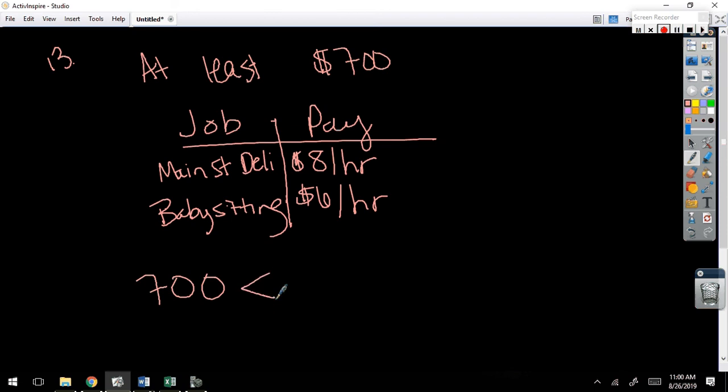It doesn't matter if it's X or Y. No, doesn't matter. 8X plus 6Y. That's exactly right, because X and Y represent how many hours you work. It says at least though. Well, think about this: this is how much he actually makes.